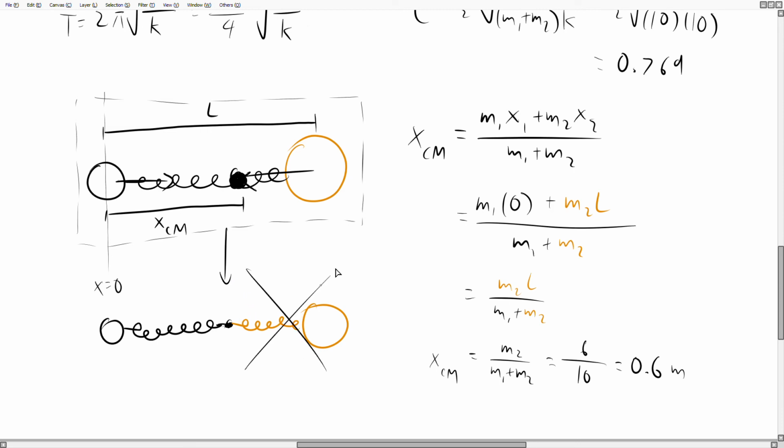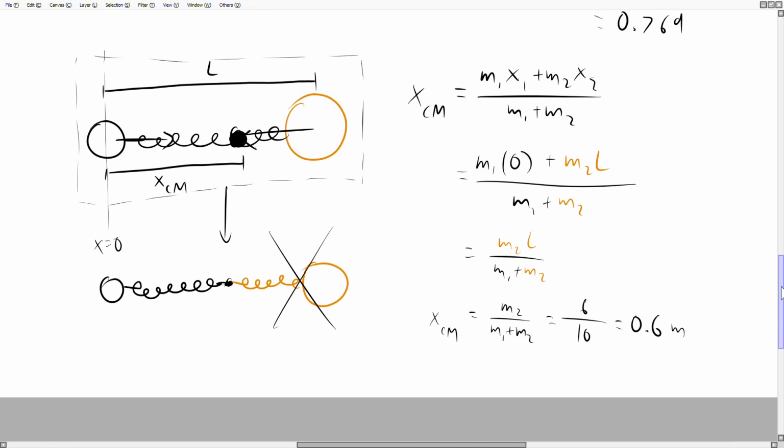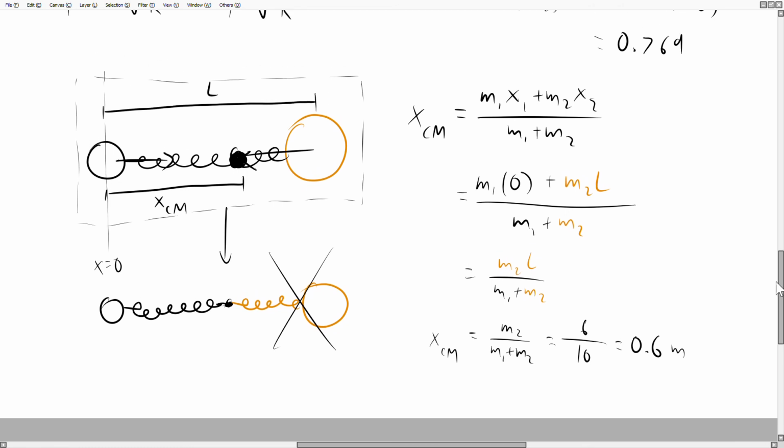So we can ignore completely what's happening for all the orange bits. Or we can say that we only care about the orange bits and we completely disregard the black part. Both of these are perfectly valid because the time it takes for both the black and orange mass to come to the center of mass would be exactly the same. So let's ignore the orange mass here. Oops, I'm running out of space. But I think we have enough.